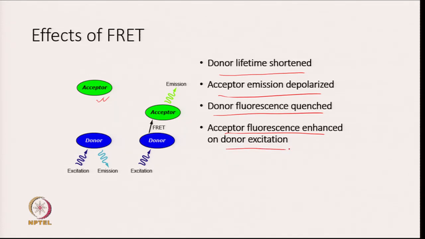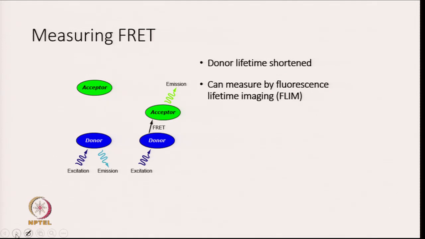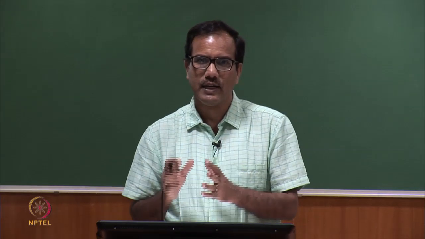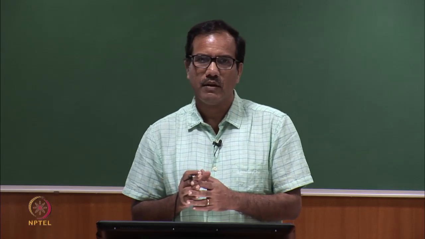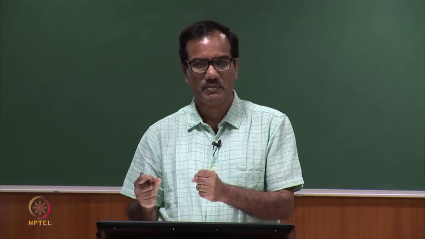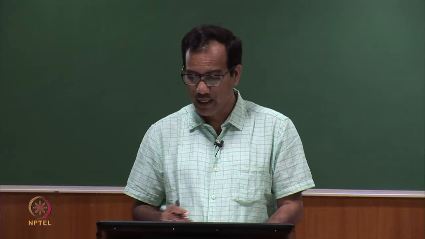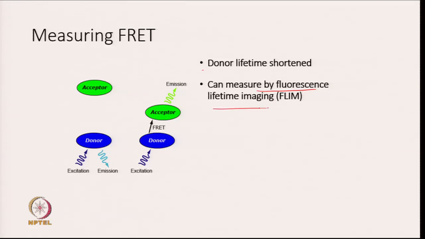So, donor fluorescence will get quenched, acceptor fluorescence will enhance, donor lifetime will be small, and acceptor emission will be depolarized. So, measuring the distance using FRET can be done by using the fact that donor lifetime shortens when donor and acceptor are near to each other, and that is utilized by fluorescence lifetime imaging, FLIM, to look at the distance between donor and acceptor.